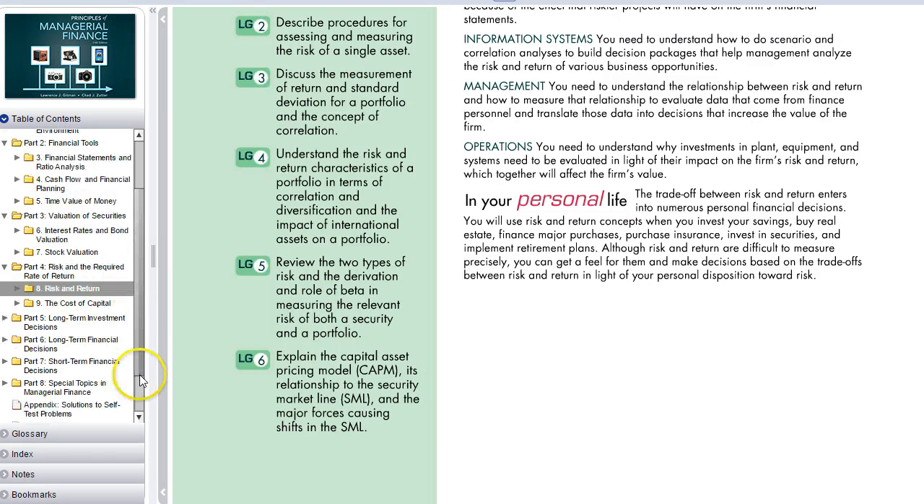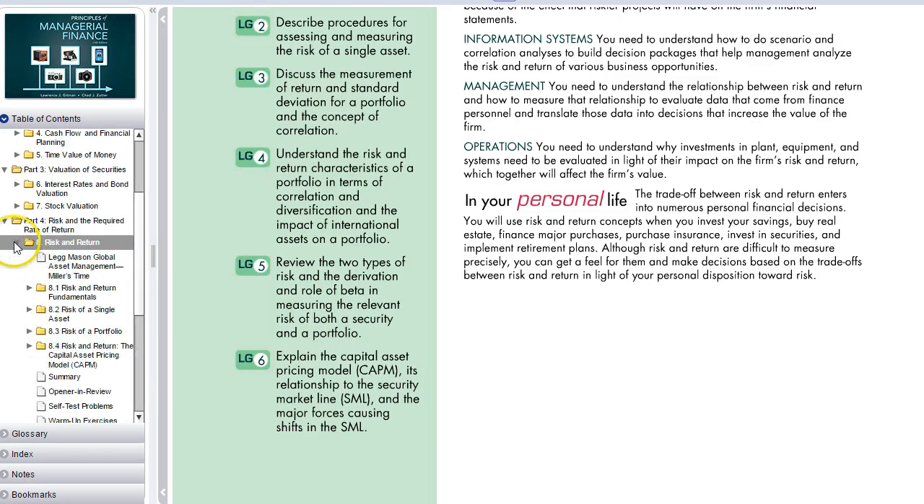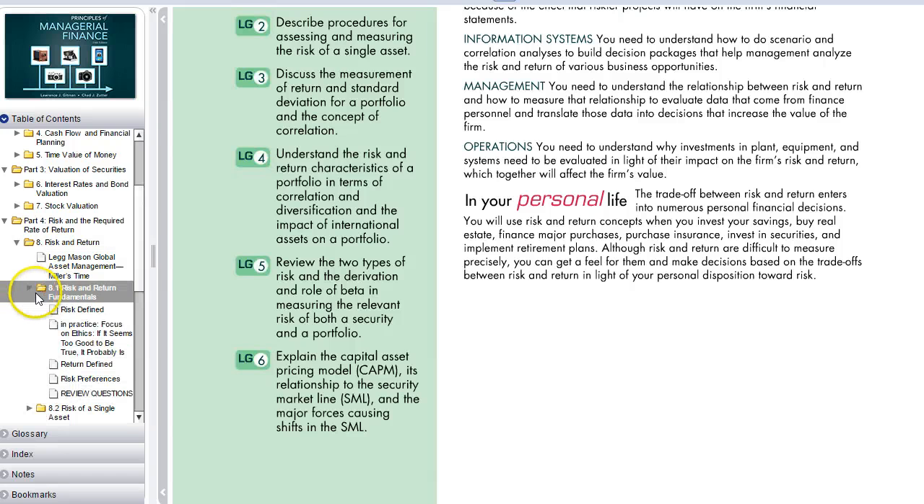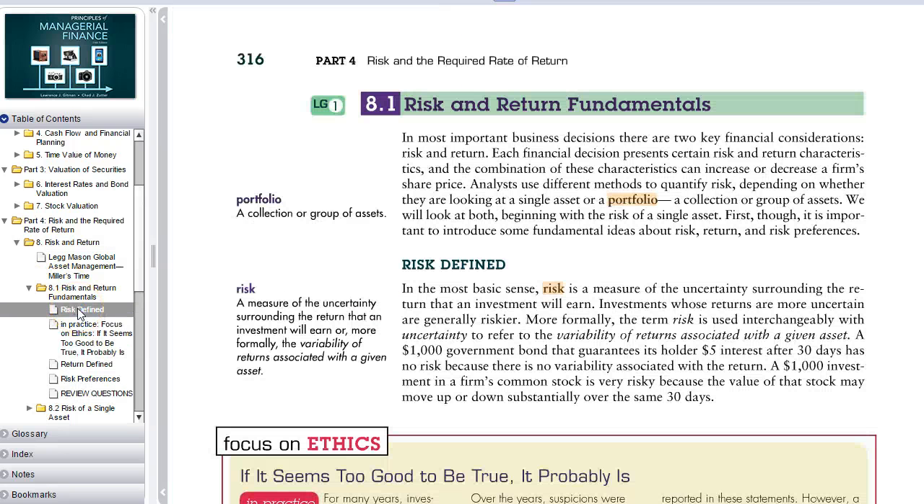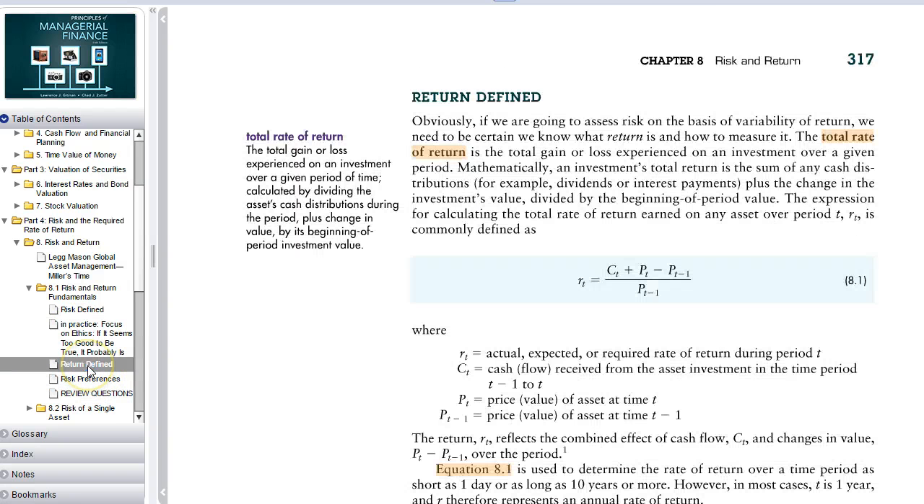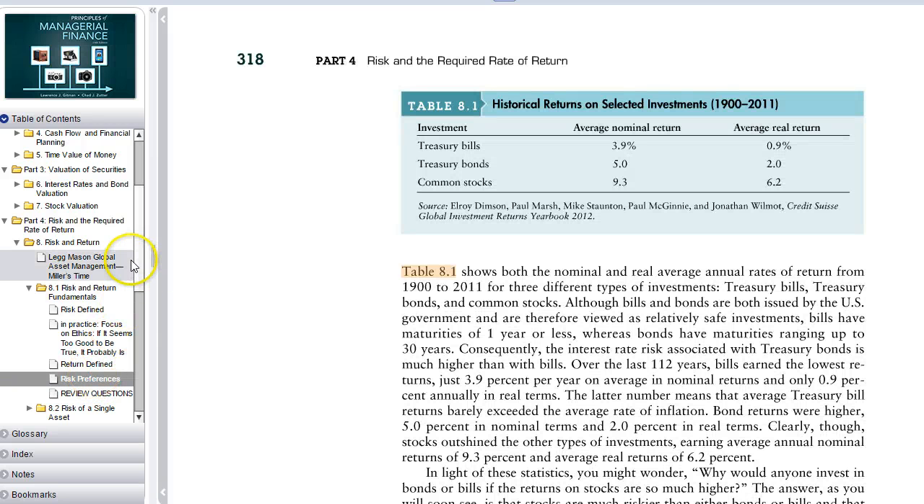So chapter 8, in the beginning of chapter 8, we're trying to define risk. What is risk and its fundamentals? We're looking at return, which is a measure of the results of the investment, and how that compares to risk. And we're talking about different risk preferences and the risk among treasury bonds, bills, and stock, how the risks are different.